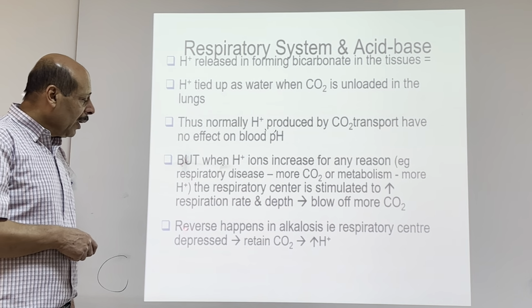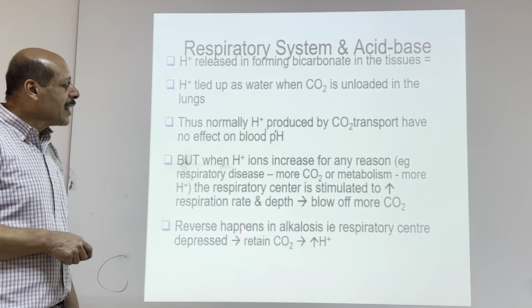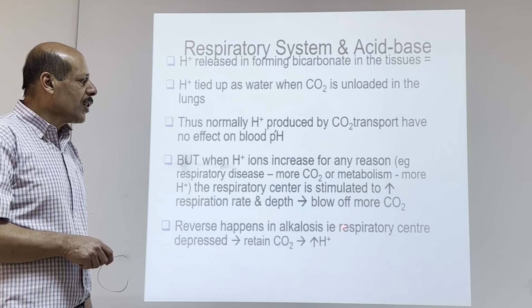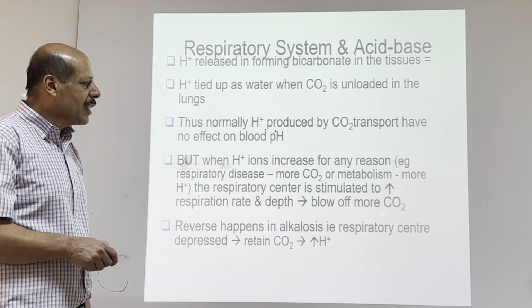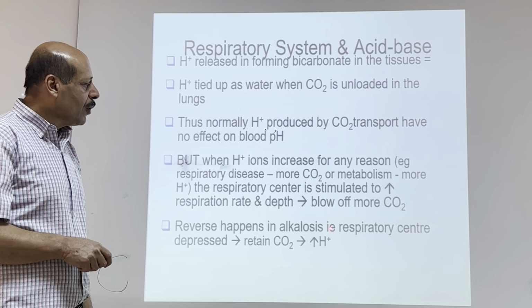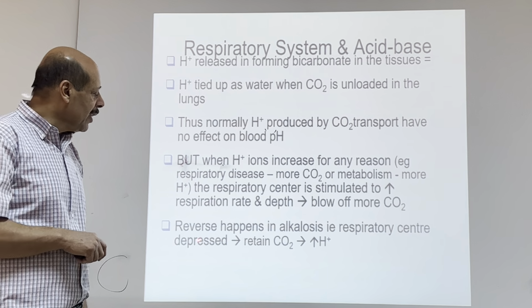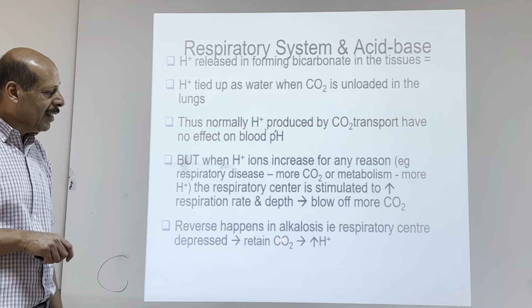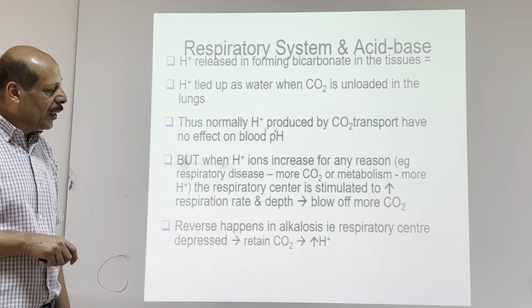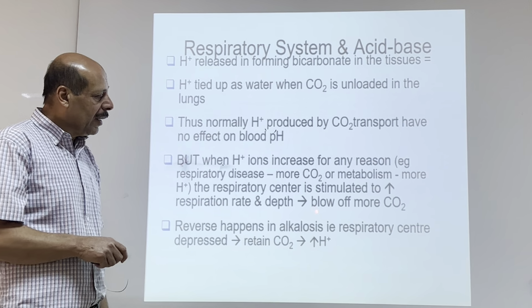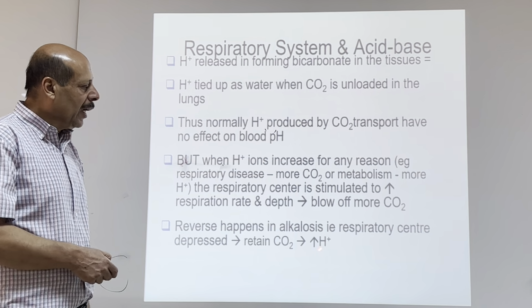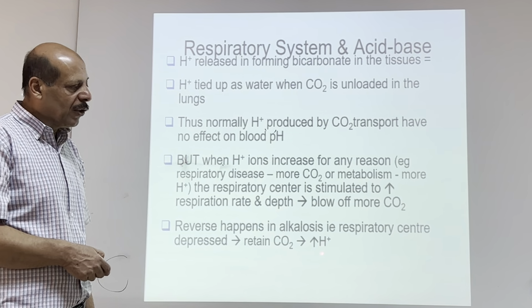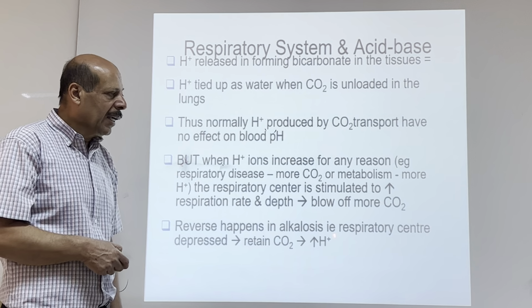So the reverse will happen in alkalosis. In case of alkalosis, when the pH is more than 7.45, the respiratory center will be depressed and retain the CO2, and the hydrogen will be released out.